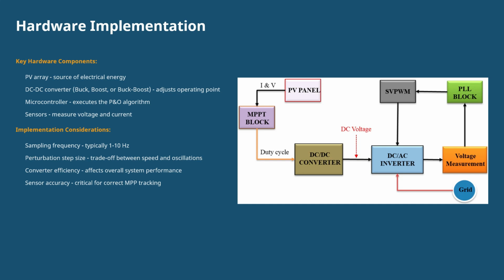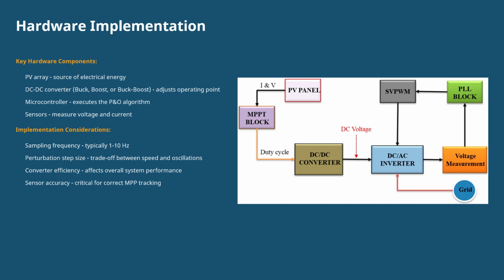If the perturbation size is very big, it causes oscillations. If we select the perturbation size very small, it will delay our system, making it slow, with slow tracking in that case. Converter efficiency and sensor accuracy also affect the final performance of the controller.